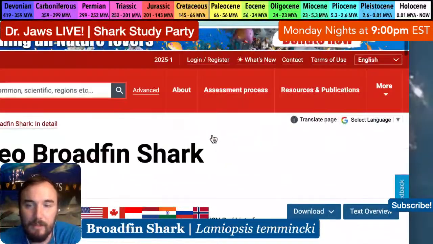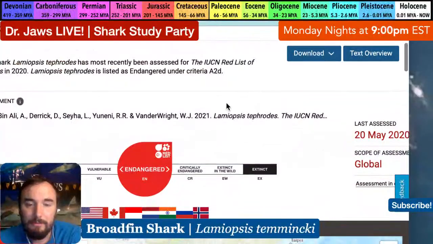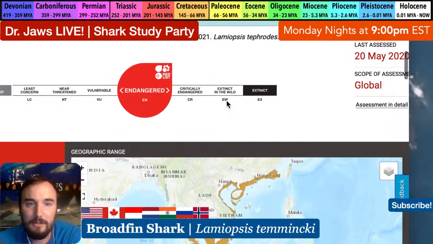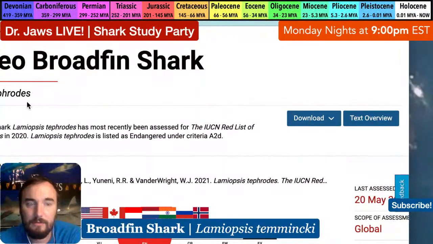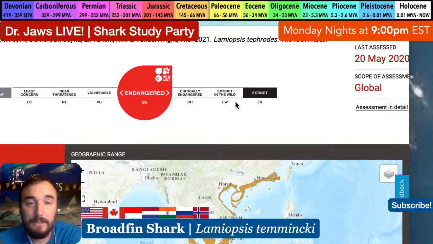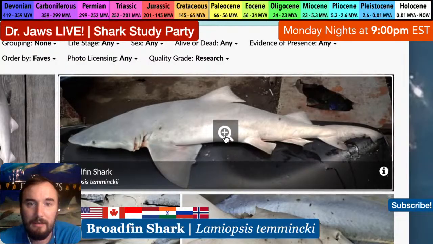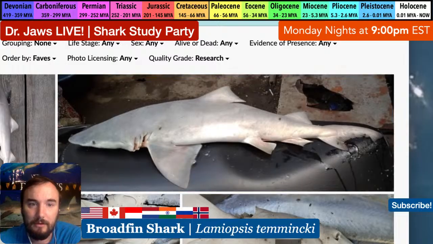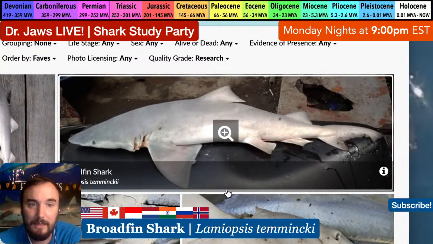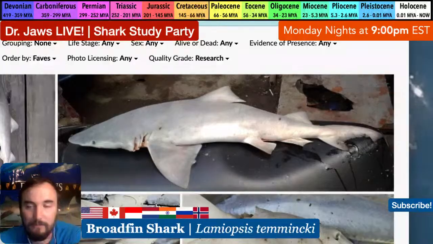So I don't want to end on a bummer, but I think it's good to note that both species of Lamiopsis, the Borneo Broadfin Shark and the classic Broadfin Shark, are endangered, and these are species that do need our attention. They are really awesome looking sharks, very unique shape as far as their pectoral fins from whence they get their name. And clearly we don't really know a lot about them, and it would be a great species for future studies as far as understanding their ecology and what role they play in their environment.